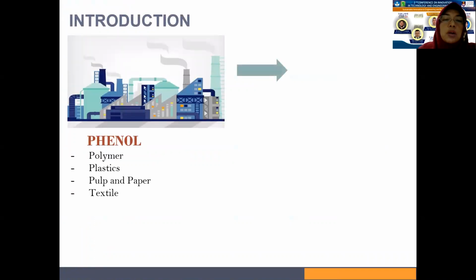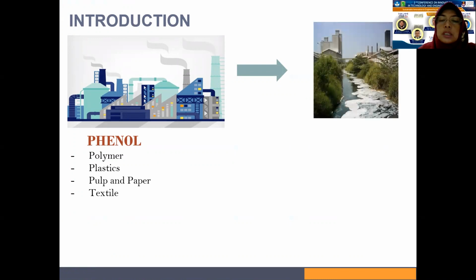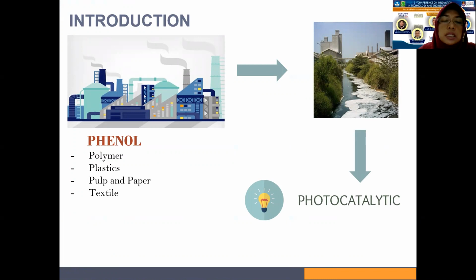The negative impact of industry is producing waste. One of them is phenol waste. Phenol is a dangerous type of industrial waste. Phenol can be found in waste from various industries such as polymer, plastic, pulp and paper, and textile industries.